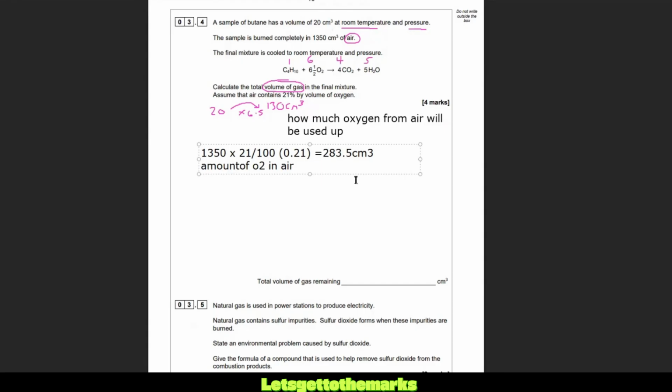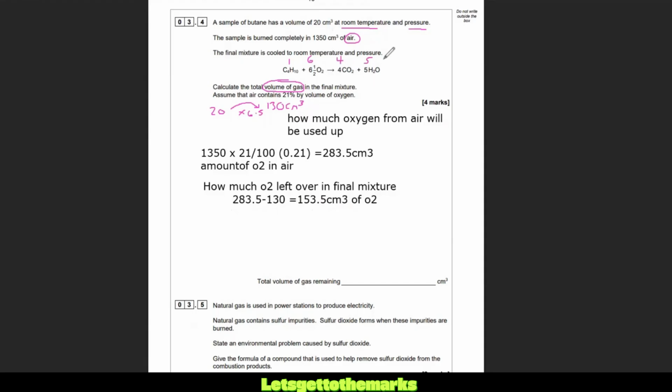Now, how much is left? So how much O2 is left over in the final mixture? What do we reckon, peeps? I reckon we've got to do 283.5 minus 130 equals 153.5 centimeter cubed of O2 left. So we definitely know we've got 153.5 of oxygen left in our final mixture. But have we got any other gases that would be made?